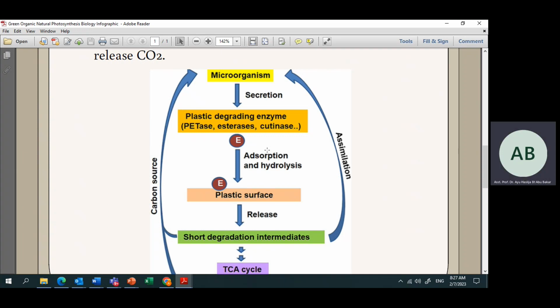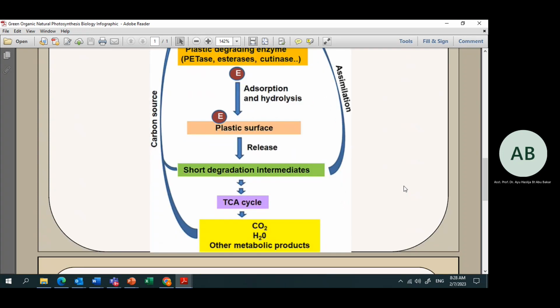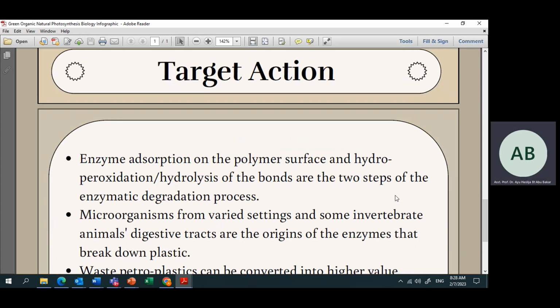Surface. Okay, so the enzyme sticks on the surface, adsorbs on the surface of the plastic, and they react on the surface, adsorption, AD. Okay, so then after the process, it will release the products, CO2, H2O.